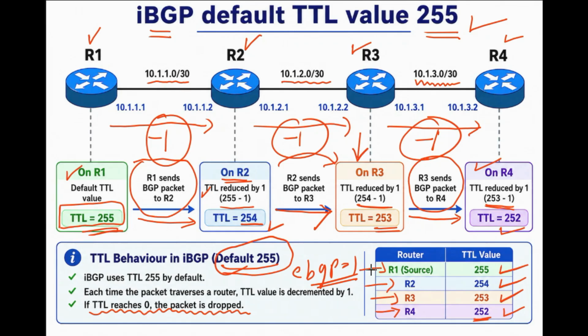Cisco therefore uses a default TTL value of 255, allowing the packet to travel across multiple routers without expiring. This is one of the major differences between eBGP and iBGP. For comparison, eBGP default TTL value is 1 and iBGP default TTL value is 255. This means an iBGP packet can travel through many routers before its TTL value expires and becomes 0.